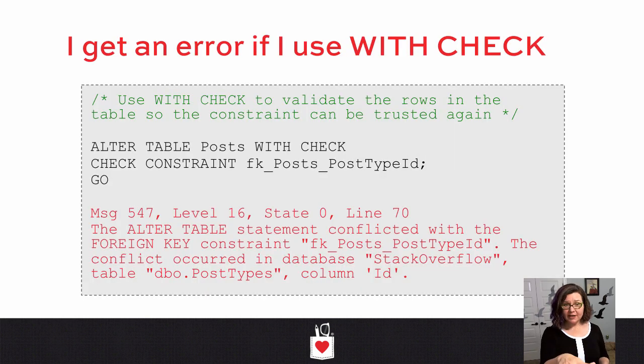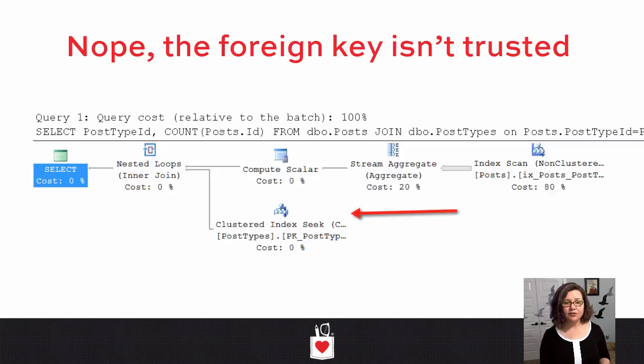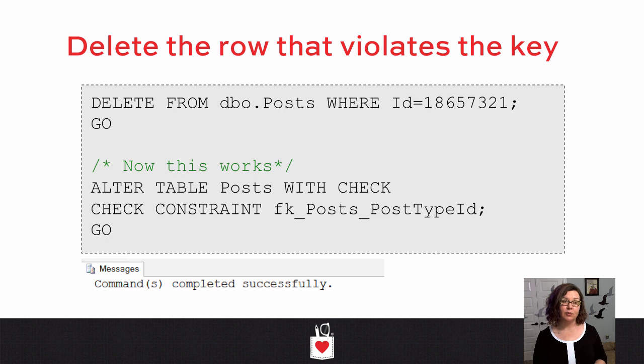So I tried to re-enable this and it didn't work, right? I didn't check the constraint. And if the constraint is not enabled and trusted, I can't do that foreign key join elimination. The foreign key has to be in a state where it is both enabled and it has checked all the rows in the table to do that cool join elimination that we saw.